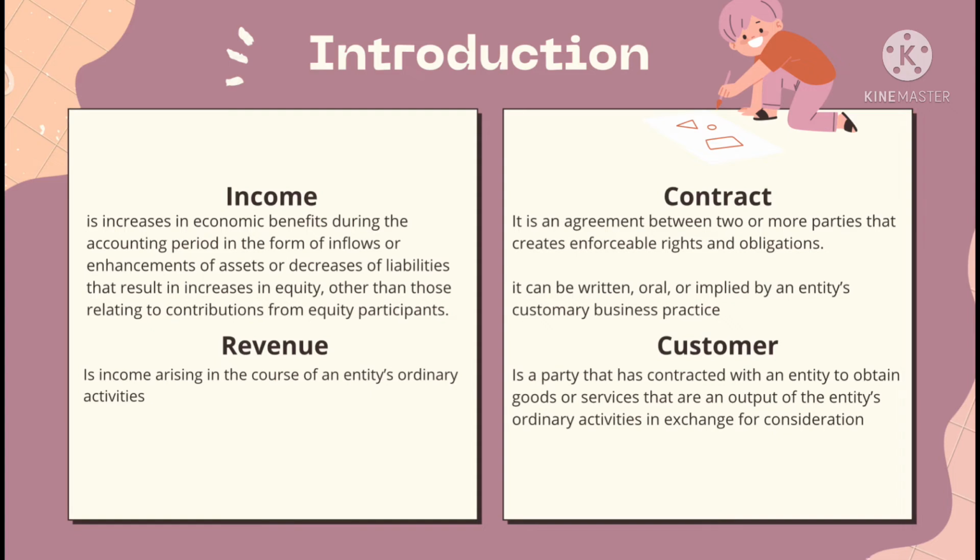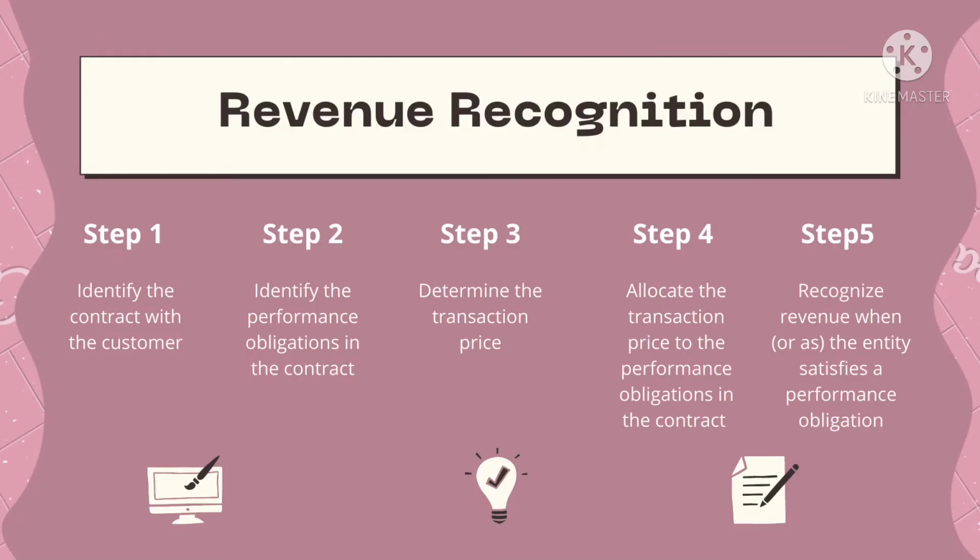Contract. It is an agreement between two or more parties that creates enforceable rights and obligations. A contract can be written, oral, or implied by an entity's customary business practice. While customer is a party that has contracted with an entity to obtain goods or services that are an output of the entity's ordinary activities in exchange for consideration. In revenue recognition, an entity applies the 5 following steps when recognizing its revenue.